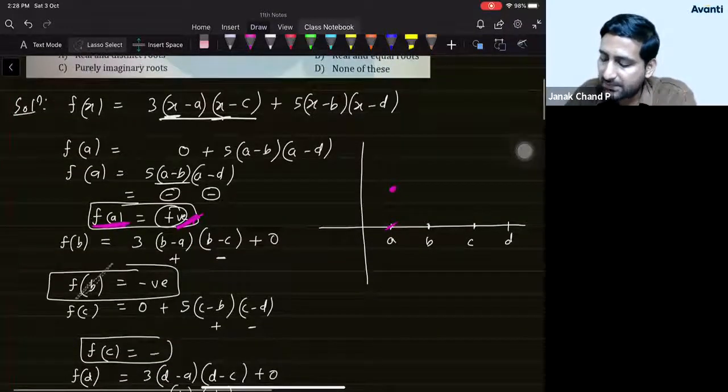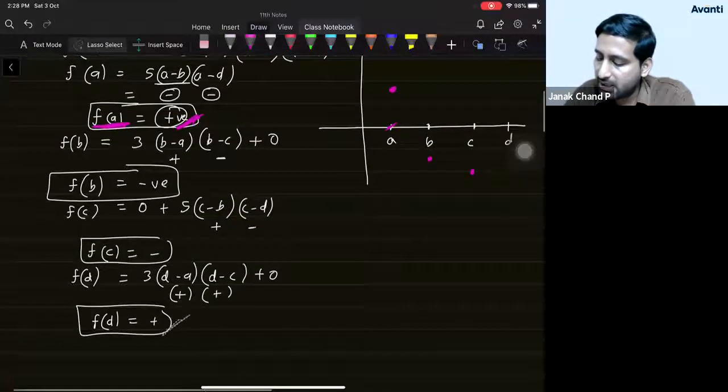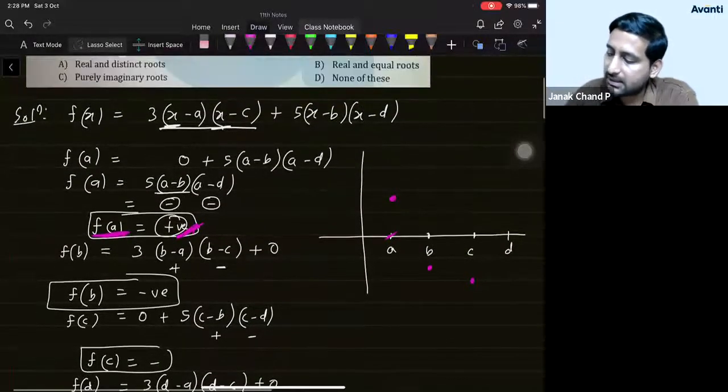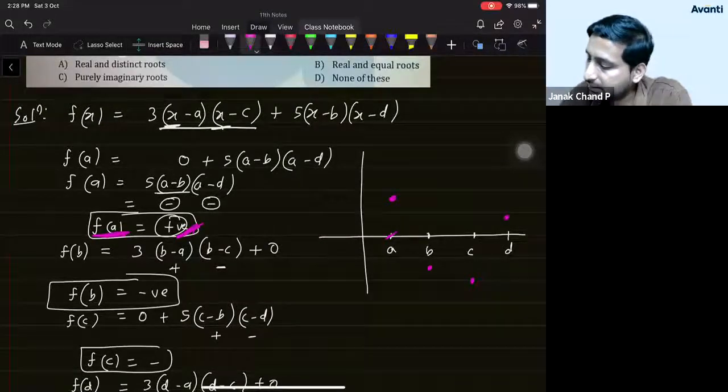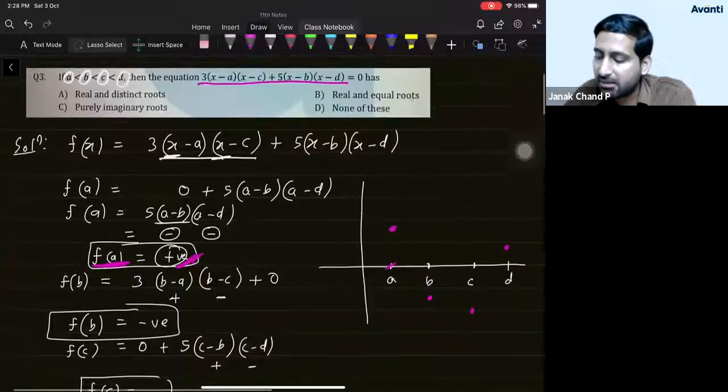Similarly, at the points B and C, we got negative. Hence, at both of these points, I will say some negative height. They may not be equal, student, but some negative height. And finally, even at the point D, we got positive. So let us say that that was some kind of positive value like this. Now, student, with the help of this, can anyone tell me the answer?